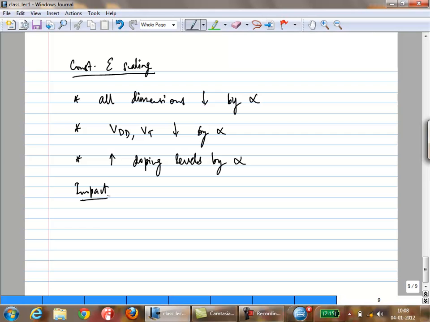Now let's look at the impact on different device parameters. The first one we'll take is the current ID. To first order, it's in the saturation region. Suppose you want to look at the scaled current. Now you've scaled all the dimensions, W, L, everything. You've scaled the oxide thickness, right? What do you find? First of all, VDD becomes VDD by alpha.